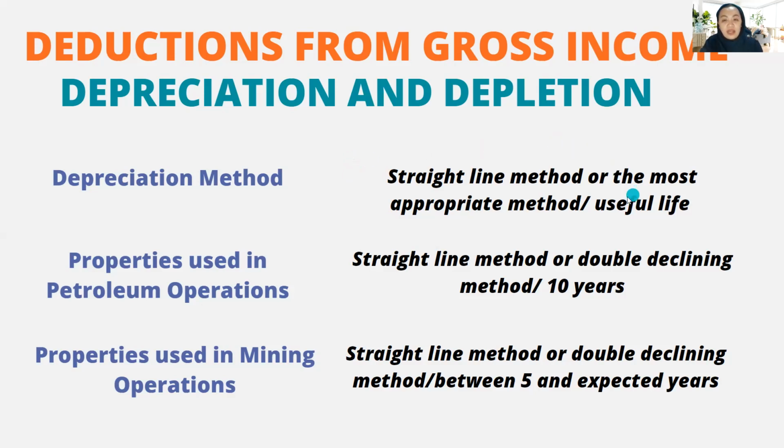So each year you're allowed to deduct from your gross income, depending on the useful life. So if it's 20 million and you have a 20-year useful life, you'll have around 2 million annual allowed depreciation expense deducted from your gross income.